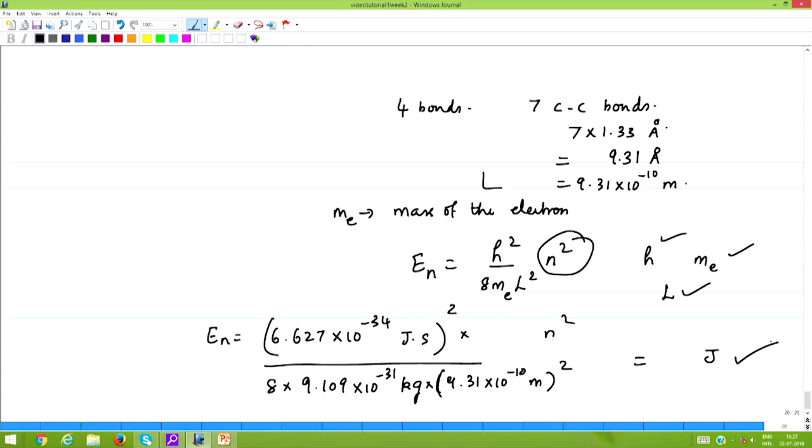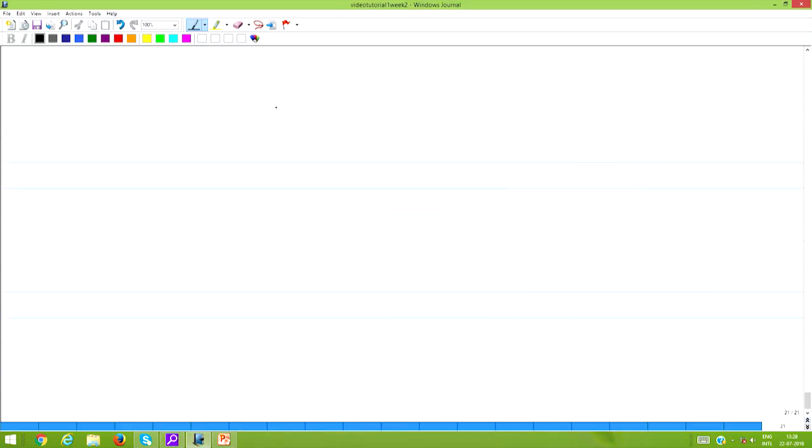I would not do the actual calculation of these numbers here. I think from what I have done, the answer turns out to be 6.95 into 10 raised to minus 20 joules into n square. If you think it is verified, it's okay. If it is wrong, let me know, so that I will correct that. But this is the number I have. This is n squared.